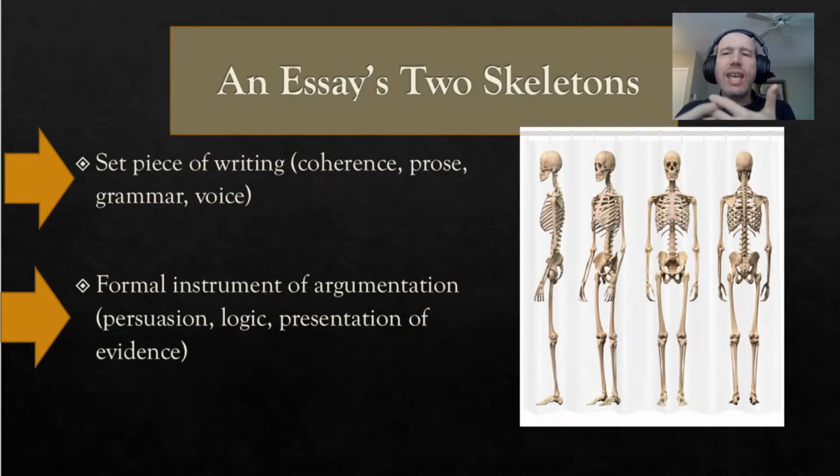So when it comes to any essay, you have to think about the essay having two skeletons. One skeleton is the structure of the essay as a set piece of writing, having an introduction, body, and conclusion. It has to be coherent. The prose has got to be clear. It's got to have narrative flow. You have to develop your writing voice. So that's one element or one skeleton of the essay, and most of you are very familiar with that. But there's a second skeleton as well, and this is the argumentation.